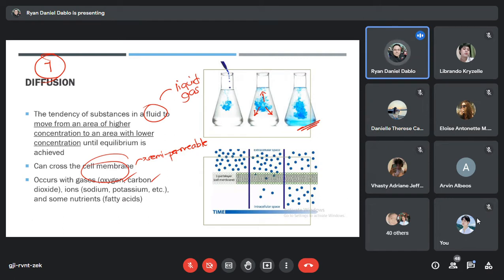So this is the reason why your capillaries are only one cell thick, right? That the gas can freely diffuse to the cells of the body. Oxygen from the blood entering the cell, carbon dioxide from the cell moving into the blood. So that happens via diffusion. The important ions for preserving the electrical potential of cells, sodium and potassium, also diffuse, as do some important nutrients like fatty acids, because fat soluble substances typically can cross the semi permeable membrane because of their polarity.